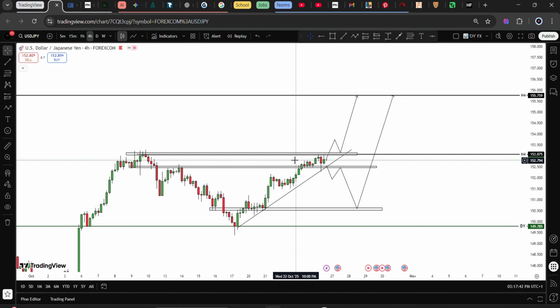So now, those are the two main setups I am patiently waiting for. I don't force trade. I let the market come to my level. So what about you guys? Let me know what you have for this week. So these are the two pairs I have for the week: USD JPY and GBP USD.